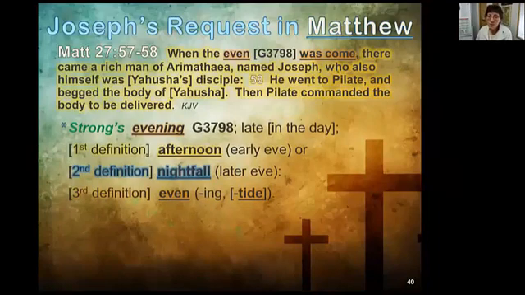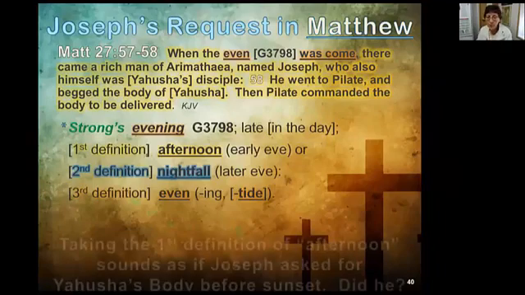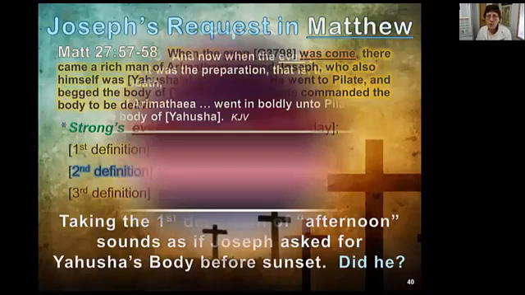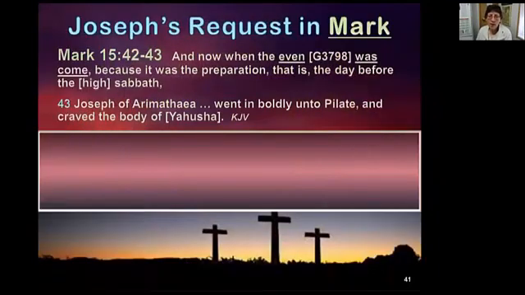And just in case you've forgotten, I'm reminding you that Strong's Evening 3798 is late in the day, has the very first definition listed as afternoon. So if we took the very first definition that Strong's lists, that's afternoon, does it sound like Joseph is asking for Yahusha's body before sunset? And did he really do that or not? Want to know? It sounds like he asked for the body before sunset. Well, let's look at Joseph's request in the book of Mark.